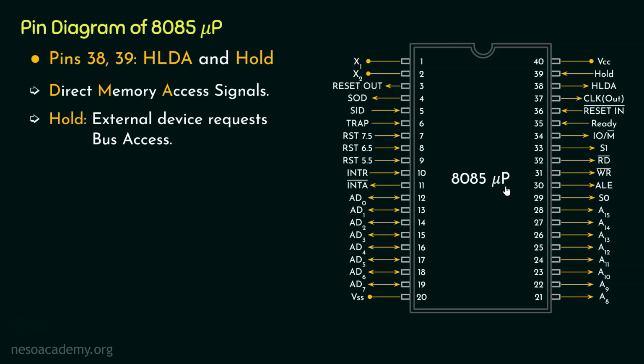Now if the microprocessor wants to release the buses for the devices to use, it will generate hold acknowledgement, indicating that the microprocessor is acknowledging the hold request by the device. Therefore, for the time being, microprocessor is not going to use the bus. Rather, the device which generated the hold request is going to take control of the bus.